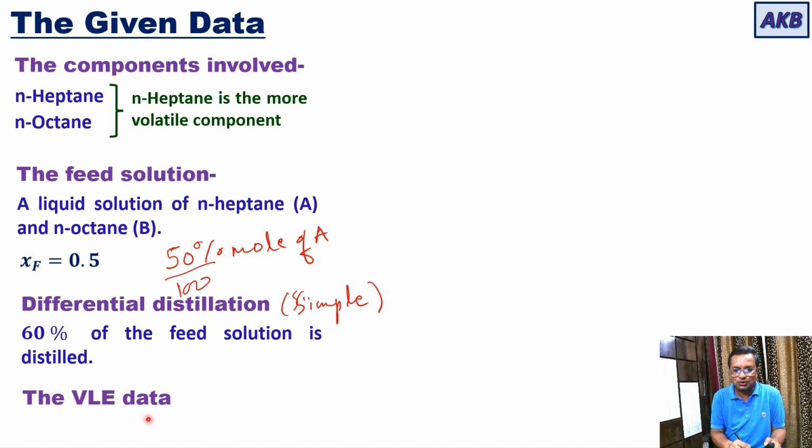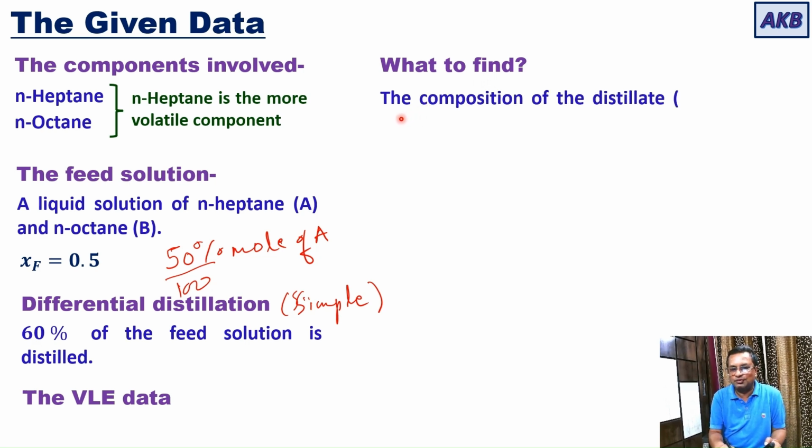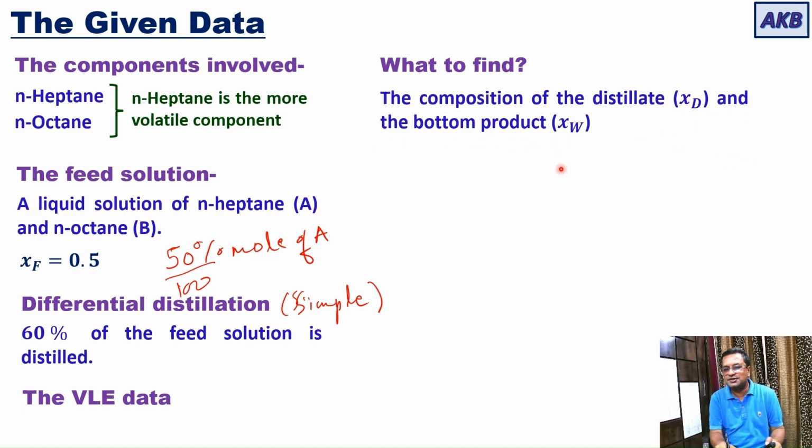The VLE data is also provided to us. So based on this, what are we supposed to find? We have to find the composition of the distillate, that is XD, and the composition of the bottom product, that is XW. The composition of the feed is given, the percentage of the original feed solution that is getting distilled is provided, and the VLE data is given to us. Then we have to find XD and XW.